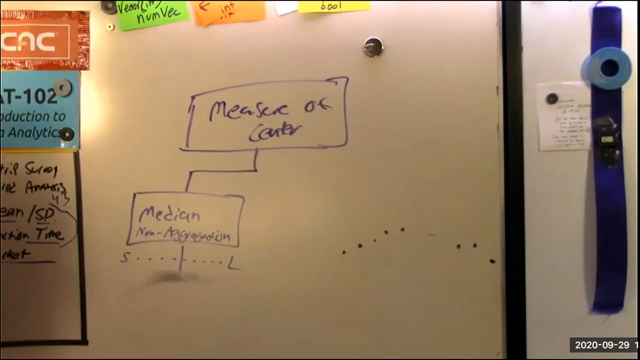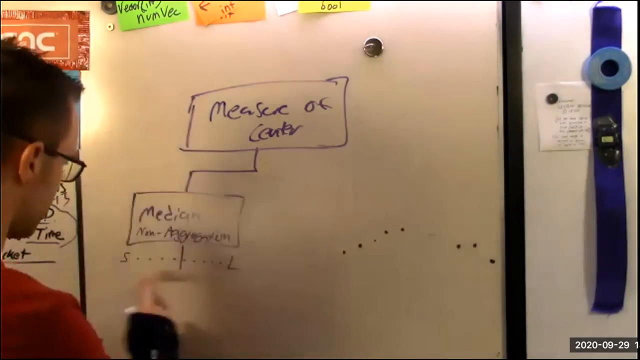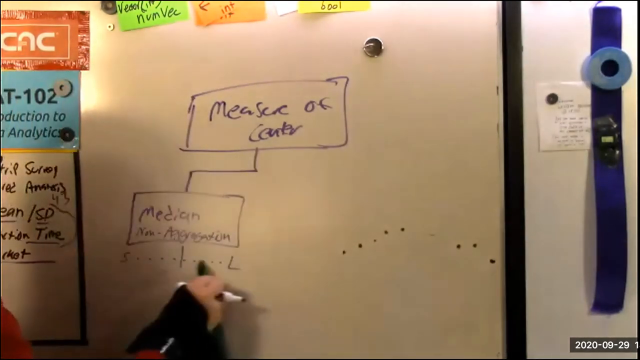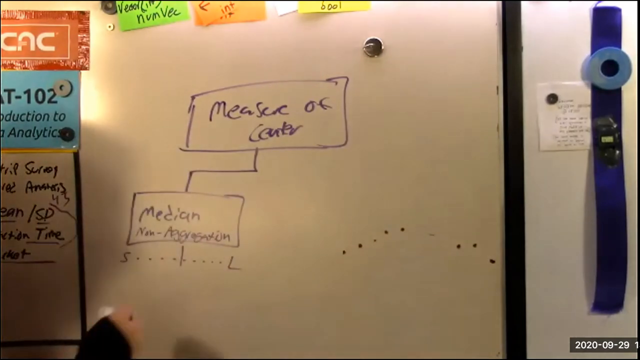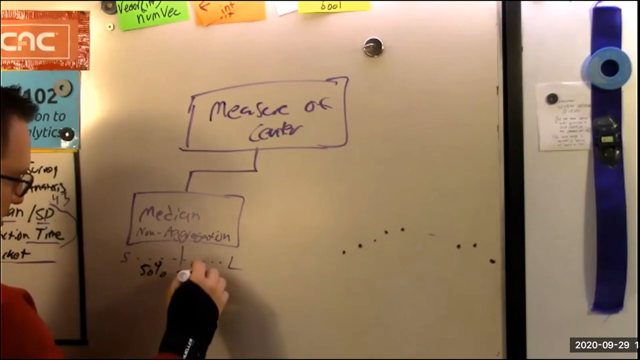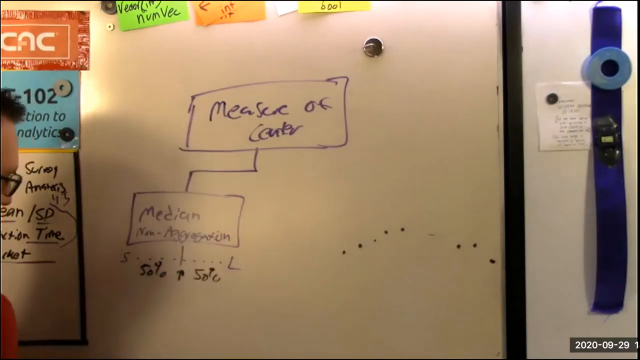They seem pretty similar if you ask me. Okay. All right. So median gives us a non-aggregation center. And so we have 50% of observations on the left and 50% on the right.